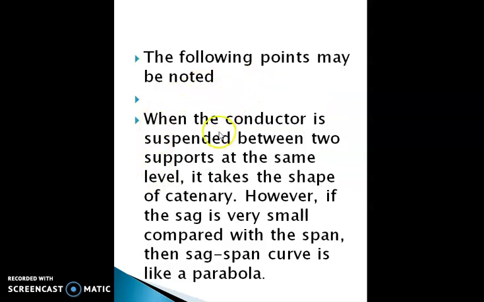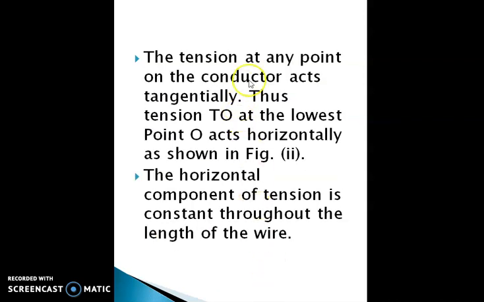The following points may be noted when the conductor is suspended between two supports at the same level. It takes the shape of a catenary. However, if the sag is very small compared with the span, then the curve is like a parabola. The tension at any point on the conductor acts tangentially. Thus, tension T0 at the lowest point O acts horizontally as shown in figure 2.